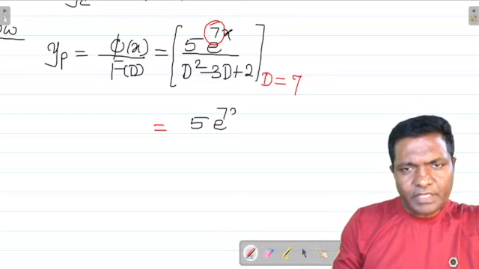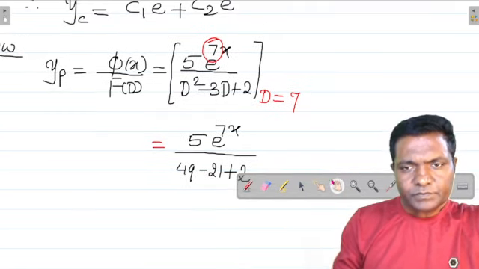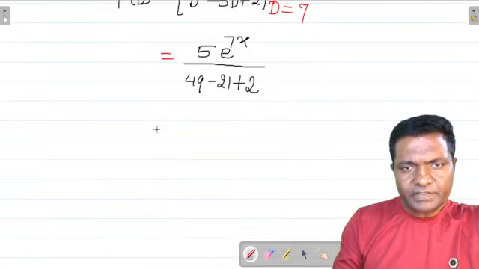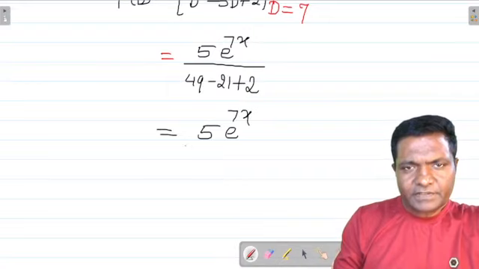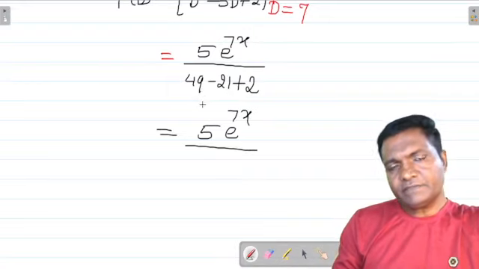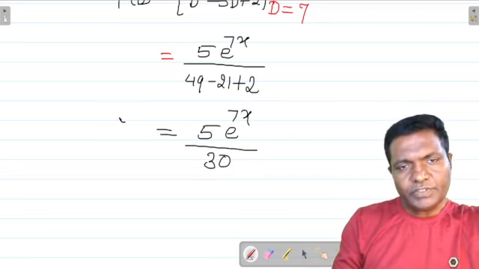So 5 e power 7x divided by, replacing D with 7, 7 squared is 49 minus 3 into 7, 21, plus 2. Simplify this: 5 e power 7x divided by 49 minus 21 is 28, plus 2 is 30. So this is your yp.